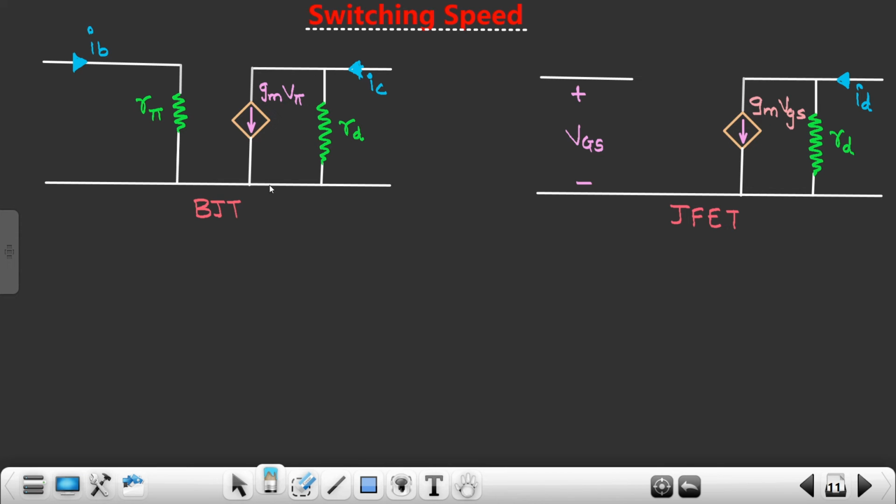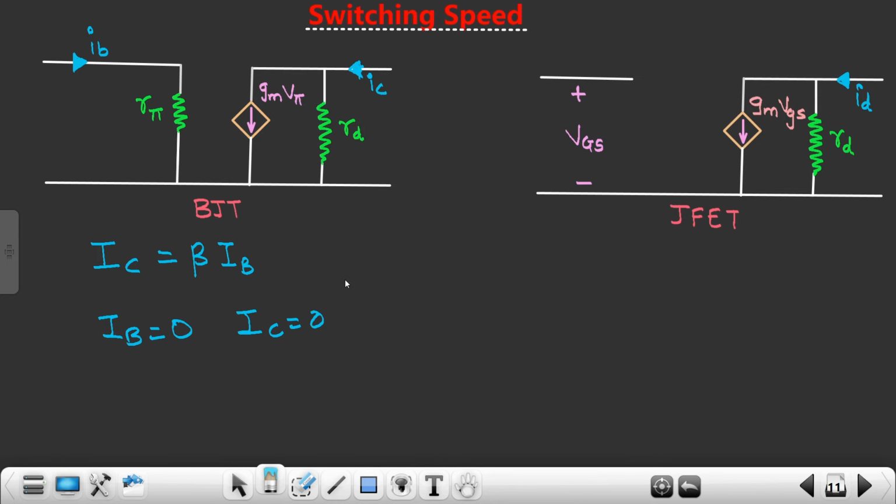See now what exactly is happening over here. In case of BJTs, if we are providing the current, then only the output current is getting generated. That means IC is equivalent to beta times IB. So if my IB is 0, then IC would also be 0.